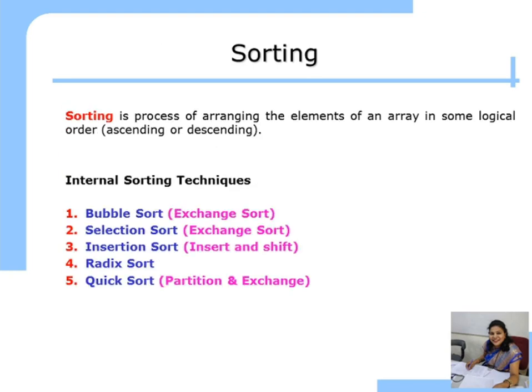So, what is sorting? It is the process of arranging the elements of an array in some logical order. If the array has numeric data, then it will be ascending or descending. But if your array has character data, then it will be alphabetic. So, these are the 5 internal sorting techniques: bubble and selection sort, also known as the exchange sort based on swapping. These are slower algorithms used for the small size of array.